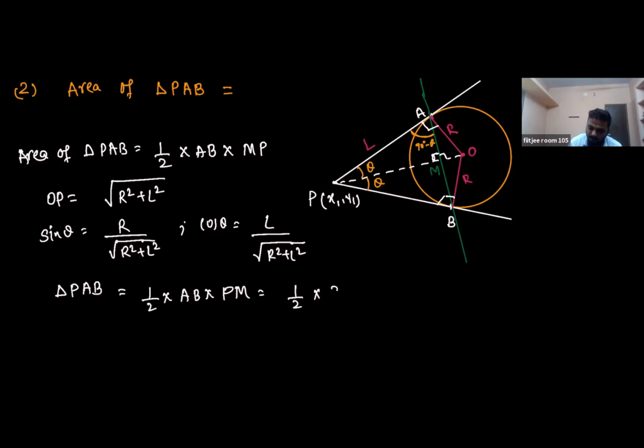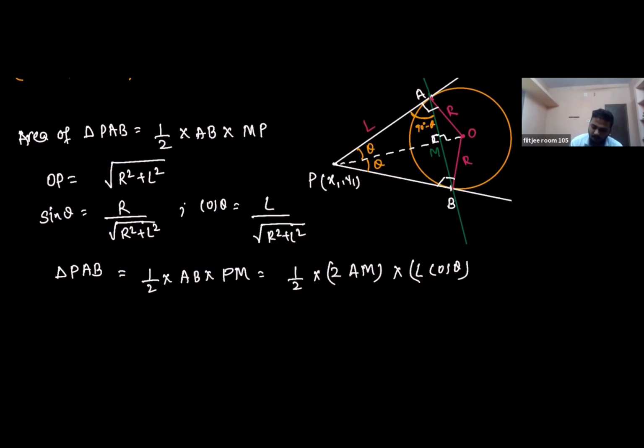Height is how much? PM. So half into base AB. AB value is how much? 2 times AM into PM, height PM. PM value is how much? L cos theta. So yes, 2 and 2 should cancel out. AM value is L sin theta into L cos theta.